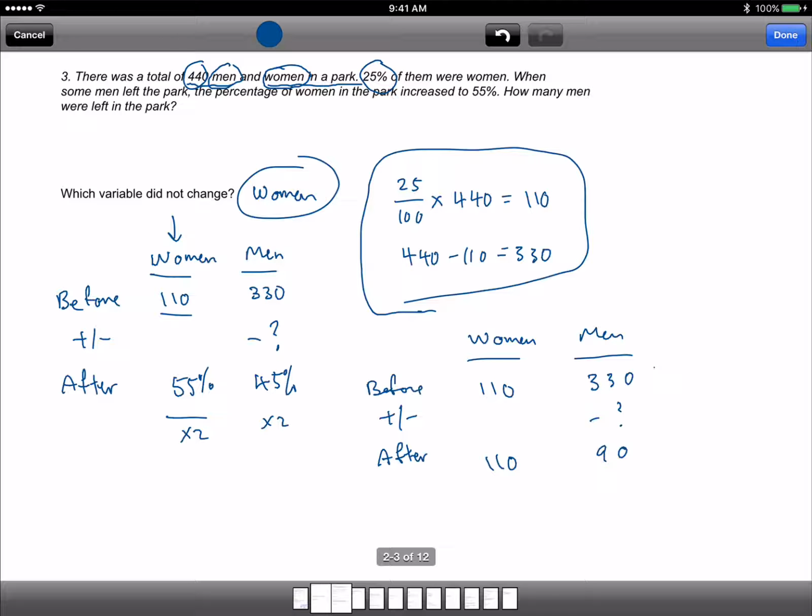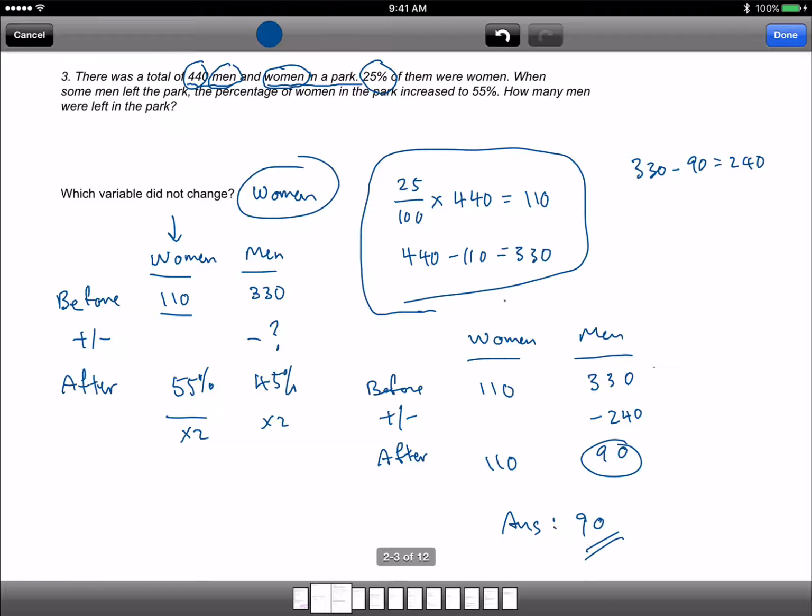Right, take away how many? So from here straight away I know for 330 to become 90, we have to take away 240, because 330 minus 90 equals 240. Okay, so what we are trying to find now is how many men were left in the park. So straight away I can tell that the answer is 90.